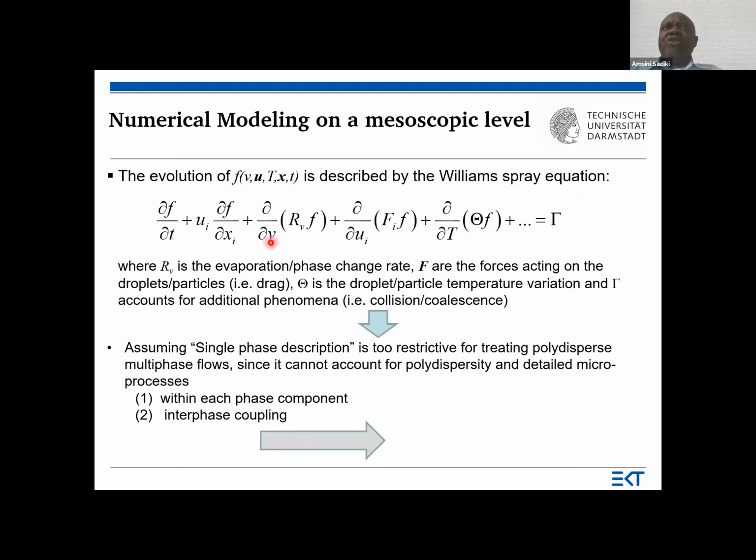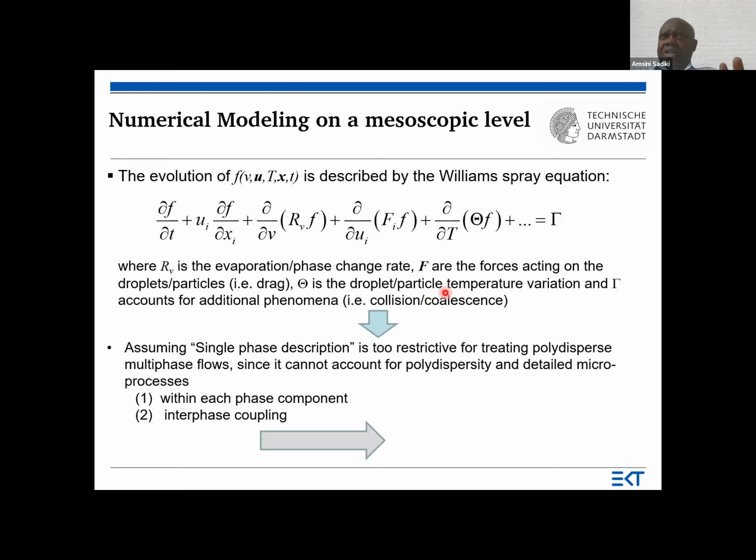in which we have these different terms. This is the convective term, the time variation of this function. Here we deal with the evaporation process, here with the force acting on the droplets, and here the temperature of the droplets, and we can also have some other dependencies. On the right side, we have the so-called collision integral, in which we have processes like collision between different particles or droplets, coalescence, and so on.